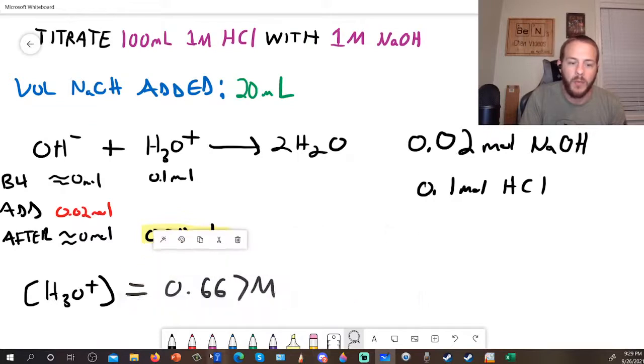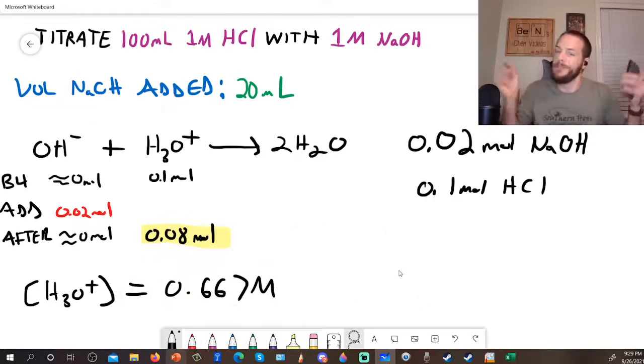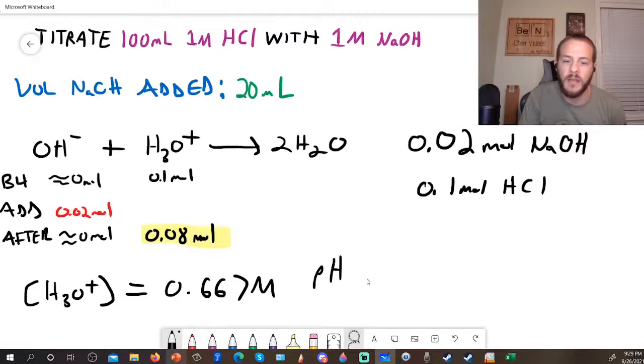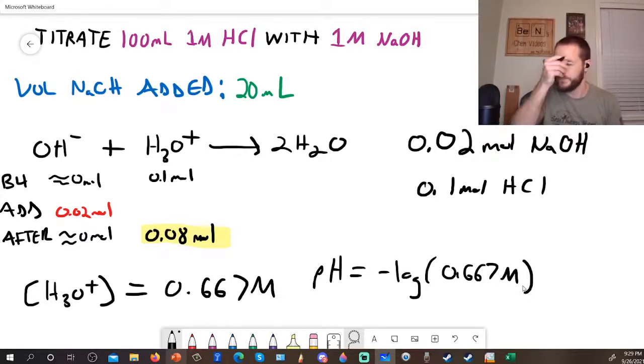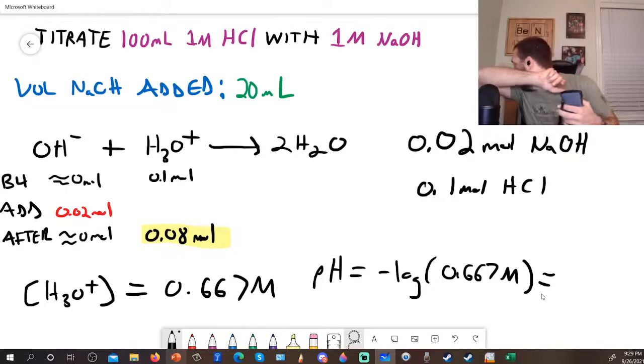And then the pH, of course, is, yep, you guessed it, pH is the negative logarithm of the hydronium ion concentration, so negative logarithm of 0.667 molar. And that turns out to be, I don't know yet because I haven't calculated it yet, negative logarithm of 0.667 molar.